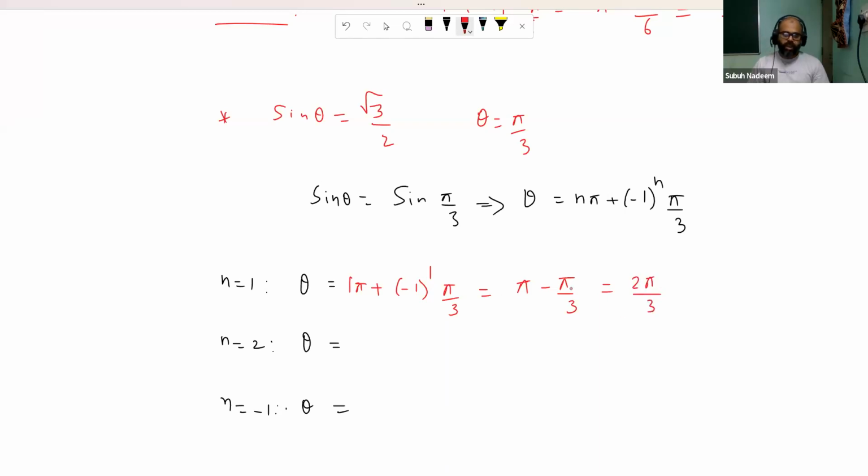Correct. Taking LCM, 3 pi minus pi. When n equal to 2, 7 pi by 3. Okay, how? Tell step by step. When n equals 2, 2 pi plus minus 1 raised to 2 pi by 3, equals 2 pi plus pi by 3, because minus 1 square is plus. Yes, if the power is odd, then minus will be there. If the power is even, then plus will be there. So this will be 7 pi by 3. Right. Next.